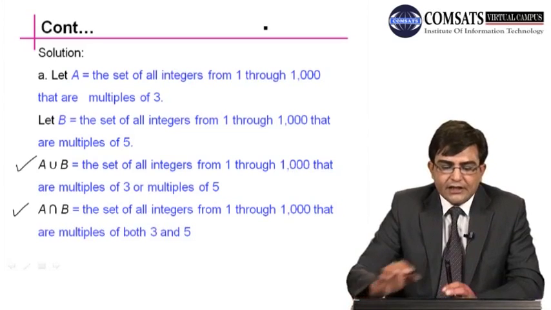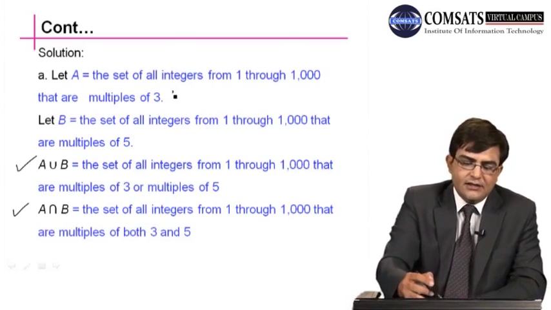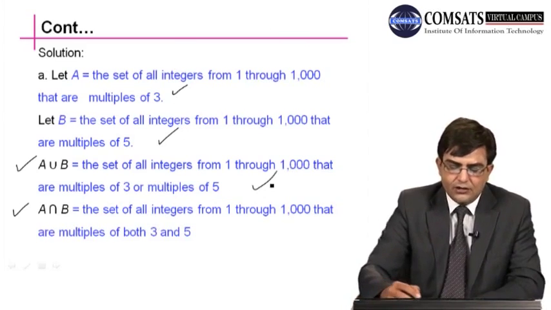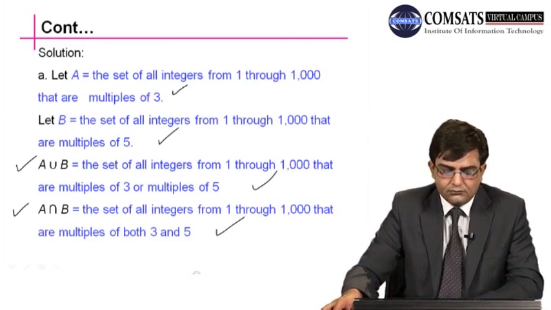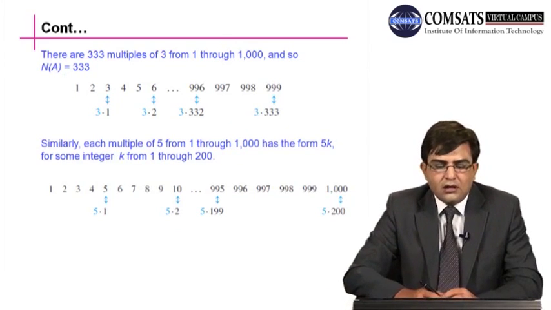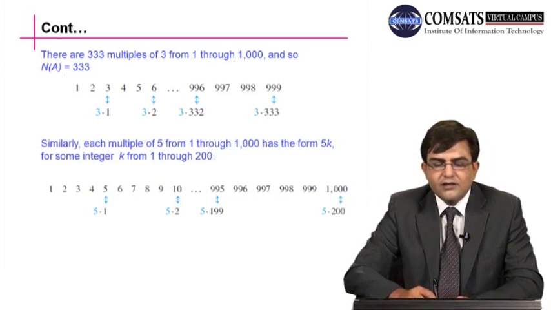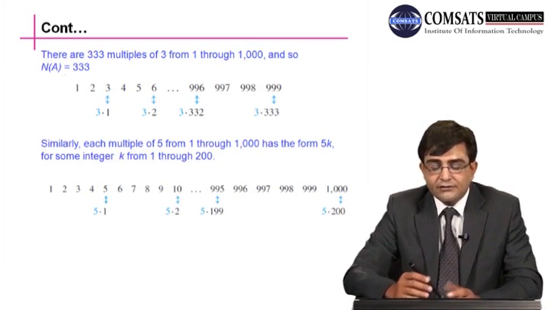Now we have to calculate the number of elements in each set: in set A, in set B, in set A union B, in set A intersection B. Now, how to calculate the number of multiples from 1 through 1000 which are multiple of 3?